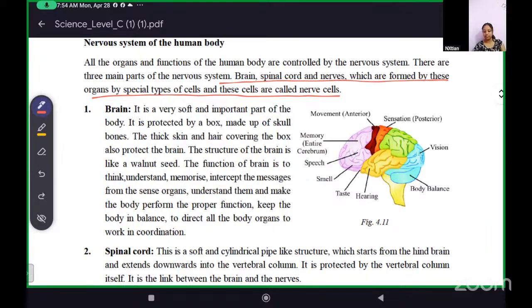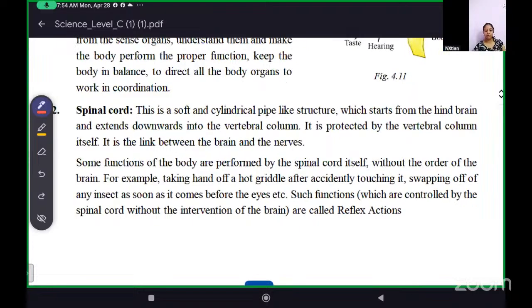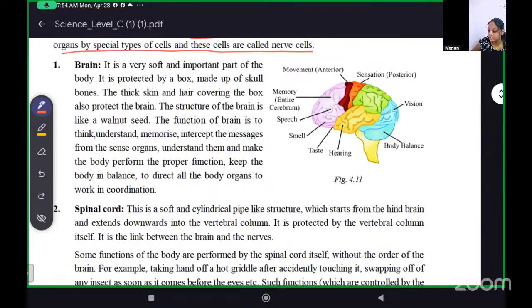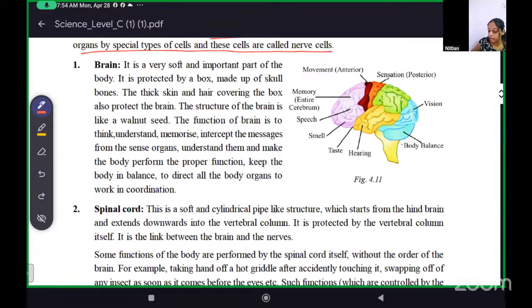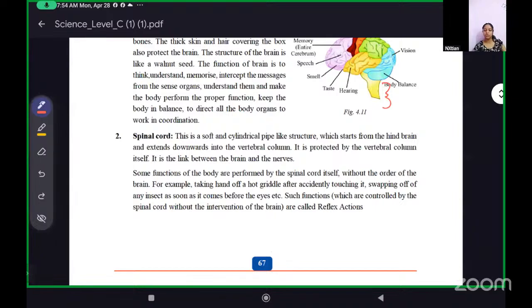Then next is the spinal cord. It is a soft and cylindrical pipe-like structure which starts from the hindbrain itself and extends downward to the vertebral column. Hindbrain is the back area of the brain, from where the spinal cord starts and extends downwards to the vertebral column. We read about the vertebral column, right? The backbone. It is protected by the vertebral column itself.